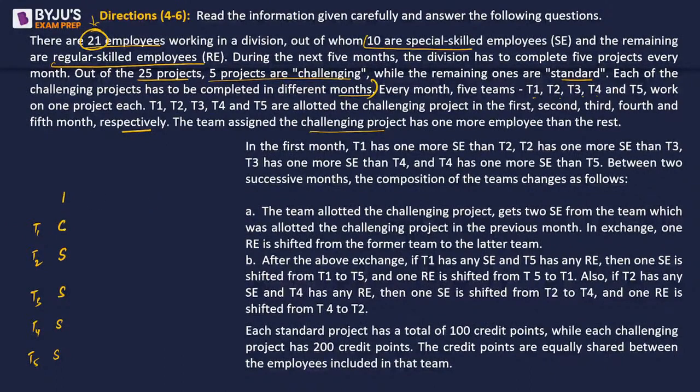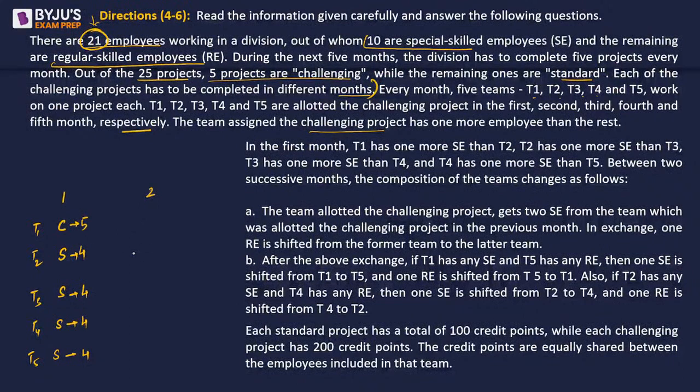So first month में T1 को challenging project मिला है. Okay. So T1 के पास number of employees will be one more than the number of employees in rest of the teams. So how can I divide these 21 employees? So I'll give 4 each to these handling standard projects, and 5 will be given to challenging. Okay, so how these 21 are divided? This is the way in which 21 employees are divided.